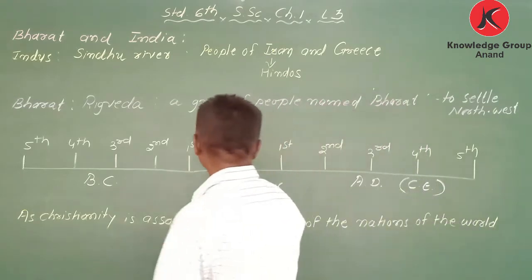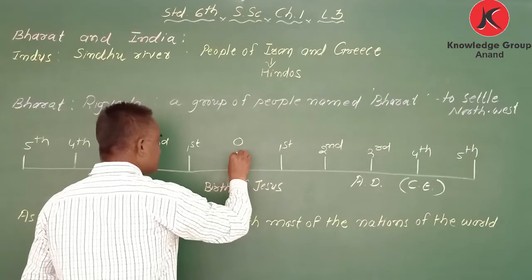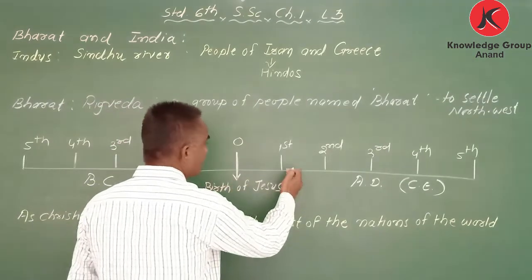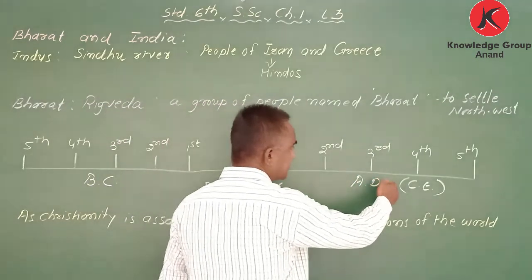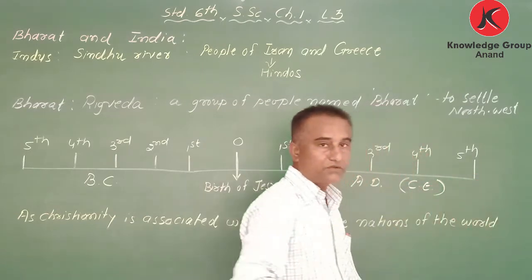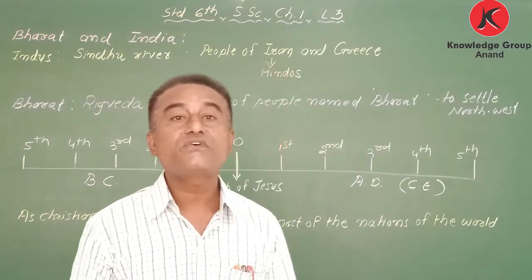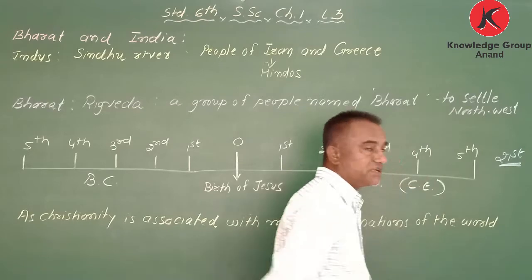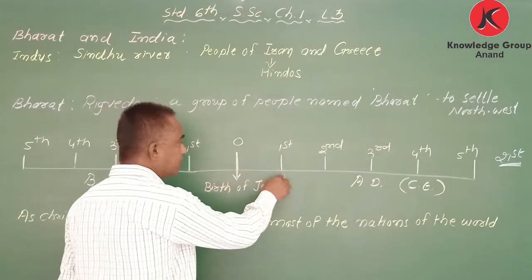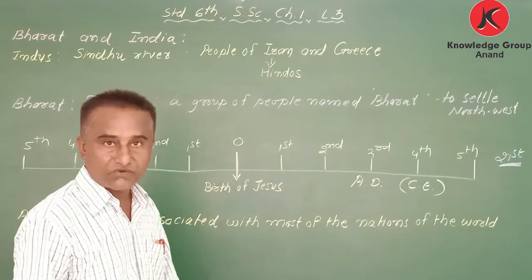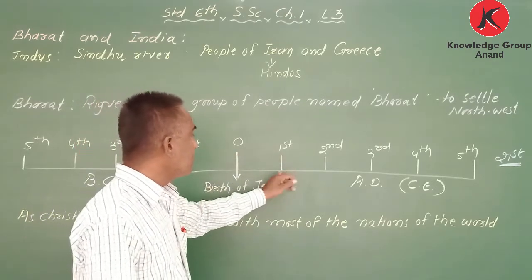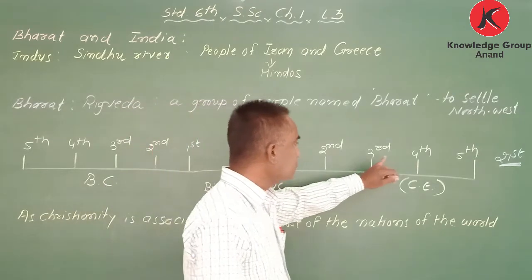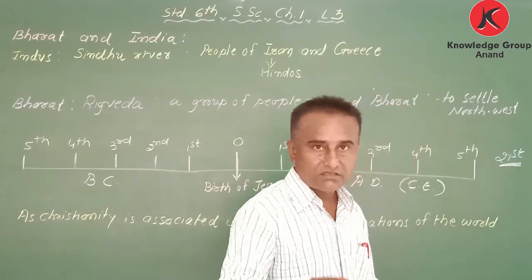Now take the example. Here this is the year of Jesus' birth. After Jesus' birth come the first century, second century, third century, fourth century, fifth century, and today it is considered the 21st century. My dear students, from the year 1 till 100 is called the first century. After Christ, 101 till 200 is called the second century, then the third century, fourth century, fifth century.